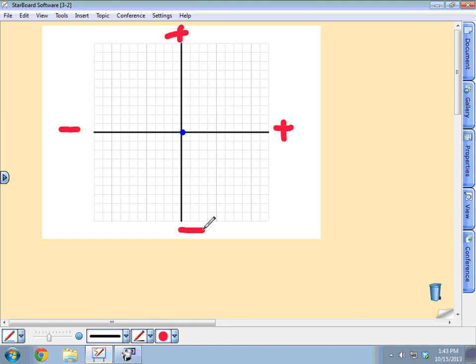Okay? And so if I was going to plot some points, pick a point for me, Austin. 3, 5. What a wonderful point. 1, 2, 3, 5. Oh, look at that. That's point 3, 5.